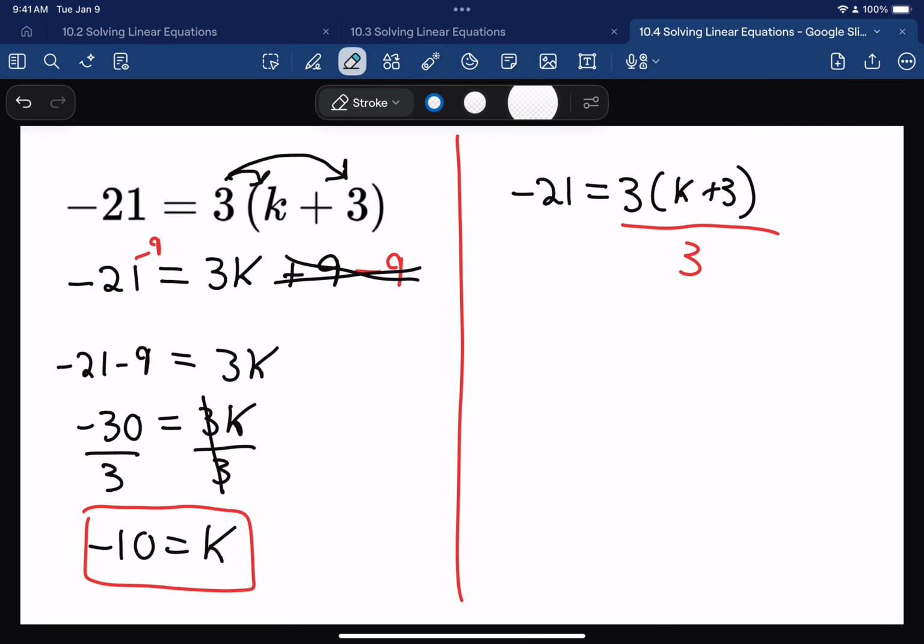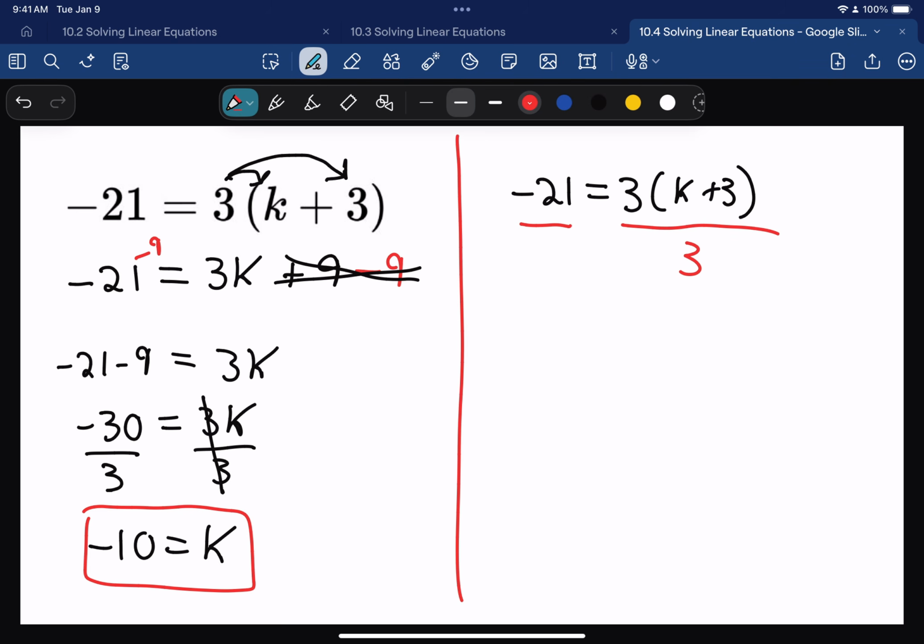We have to do that to the other side as well. We can't just do it to one side. Divide by 3. And we're going to end up with these canceling each other out. And negative 21 divided by 3 is negative 7 equals k plus 3. And so now we're going to subtract 3 from here and subtract 3 from this side.